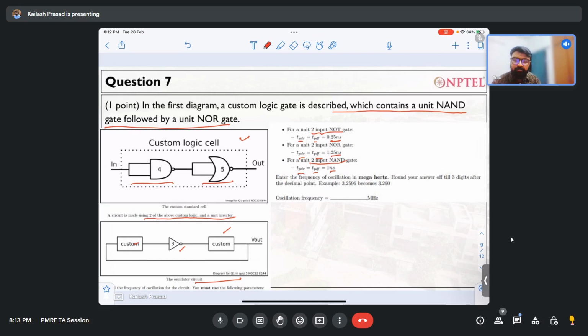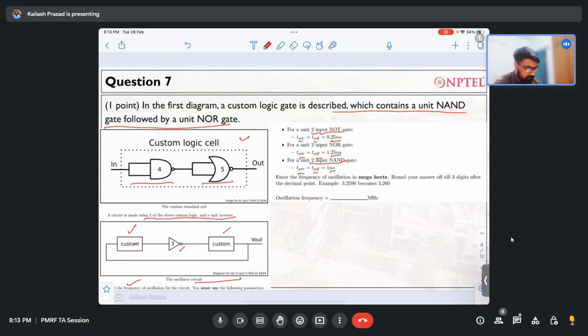Does anybody have any idea how to approach this question? Anybody want to tell me how this circuit will work? It has said that you have to find out the frequency of oscillation. It means it will actually work as an oscillator. Whenever you are designing a circuit to work as an oscillator, you have to have an odd number of stages. That is the first thing you have to see.